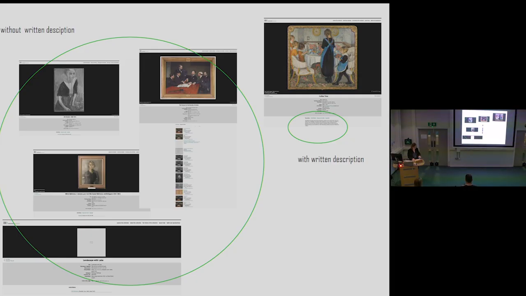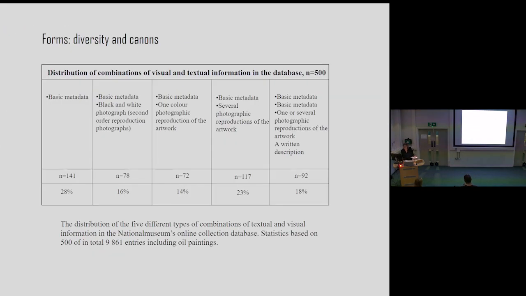So our method here was, again, a manual or analog one. We manually studied a sample of 500 entries for oil paintings in the database to get an estimate of different types of representations. And we divided these into 5 different categories, depending on the amount of information.